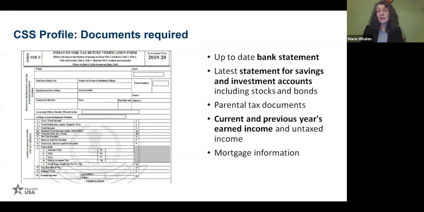Usually schools have a date in mind in terms of how recent bank statements must be, maybe they must be no older than 2 or 3 months or 6 months. So be prepared to provide up-to-date bank statements, and any savings and investments accounts you have, tax documents, income statements. And again, as Gail mentioned, you may be asked to provide a letter from your employer verifying employment and income, and mortgage information that you have.